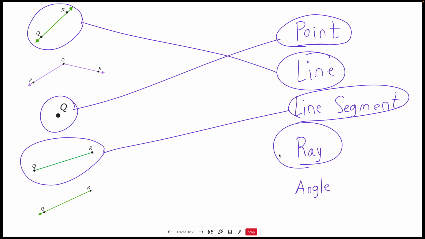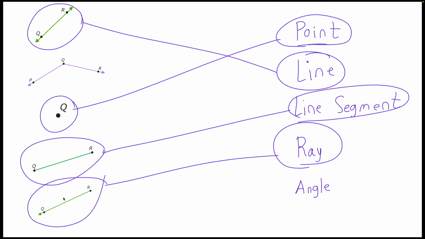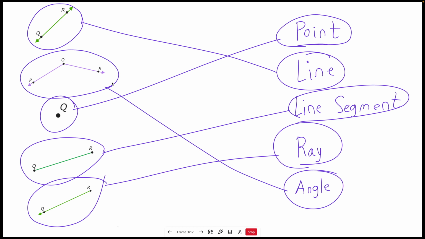A ray is where you start with a point and you have an arrow going in one direction. Think of a stingray's tail, right? It's sharp on one end, but not on the other. Here, same idea. You have an arrow on one end, point on the other. And last but not least, an angle is where you have 2 rays, right? You have rays going from a central point.